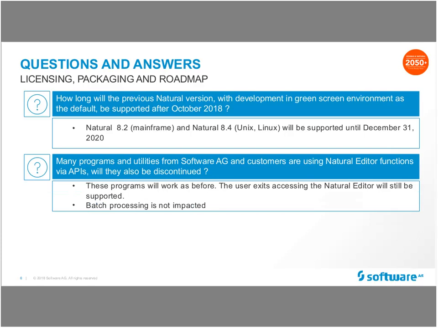Next question: we have many programs and utilities from Software AG, and customers are using Natural Editor functions via APIs. Will they also be discontinued? And again, no, these programs will work as before. So the user exits, you know about the user exits, USR programs in SYSEXT that are accessing the editor, of course, they are still working. So you don't need to change your applications and adapt them to this new scenario with the disabled editor.